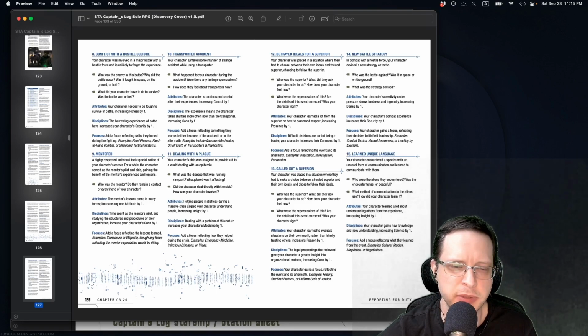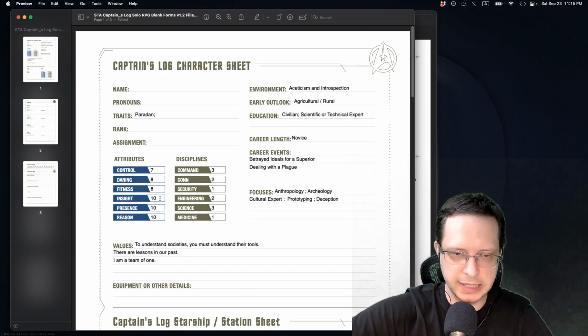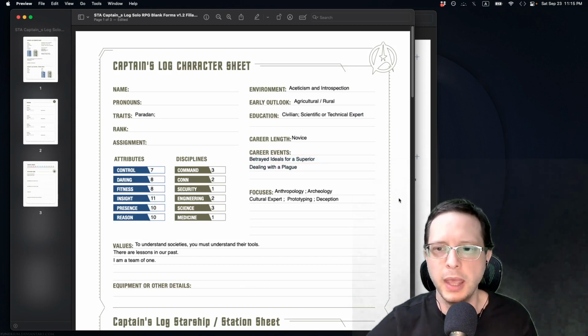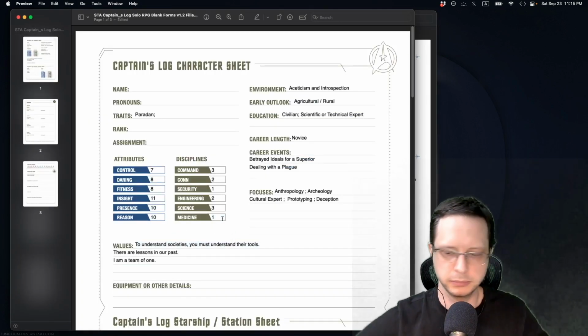So for the attributes we gain from this, helping people in distress during a massive crisis helps your character understand people better by increasing their insight by 1. So we now have an insight of 11, which is awesome. Disciplines: dealing with a problem of this nature increases your character's medicine by 1. Okay.